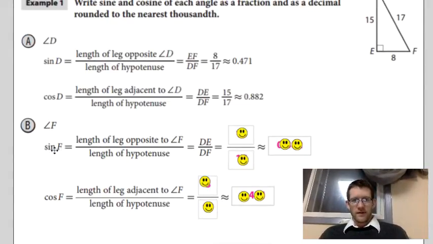So for angle F, the sine of angle F is going to be, in respect to this angle, the opposite over the hypotenuse. So that's going to be, in this case, 15 over 17, right? Opposite over hypotenuse. When you punch 15 over 17 into your calculator, you should come up with 0.882. The cosine of angle F is equal to, here's angle F, the adjacent over the hypotenuse, or 8 over 17, right? 8 over 17. Punch that into your calculator, you get 0.471. So good job if you got those values.